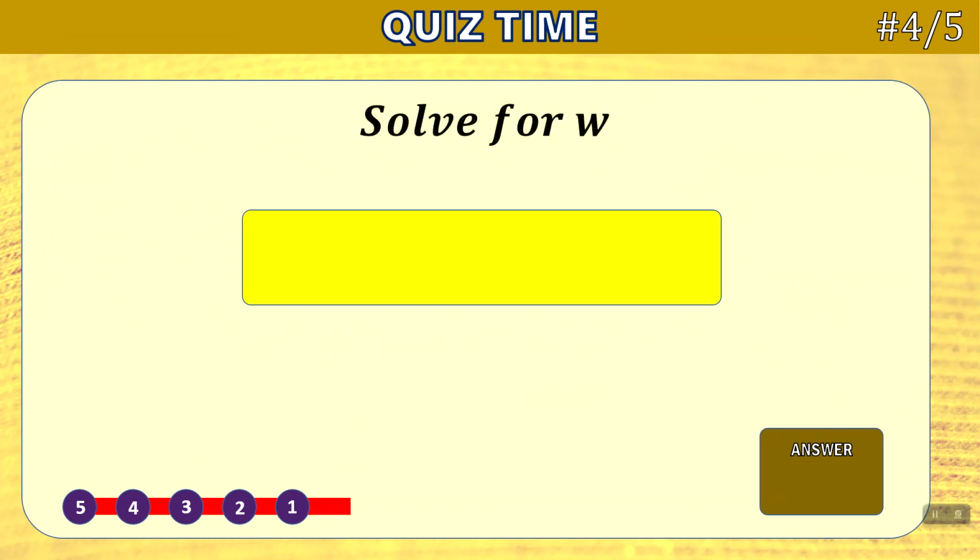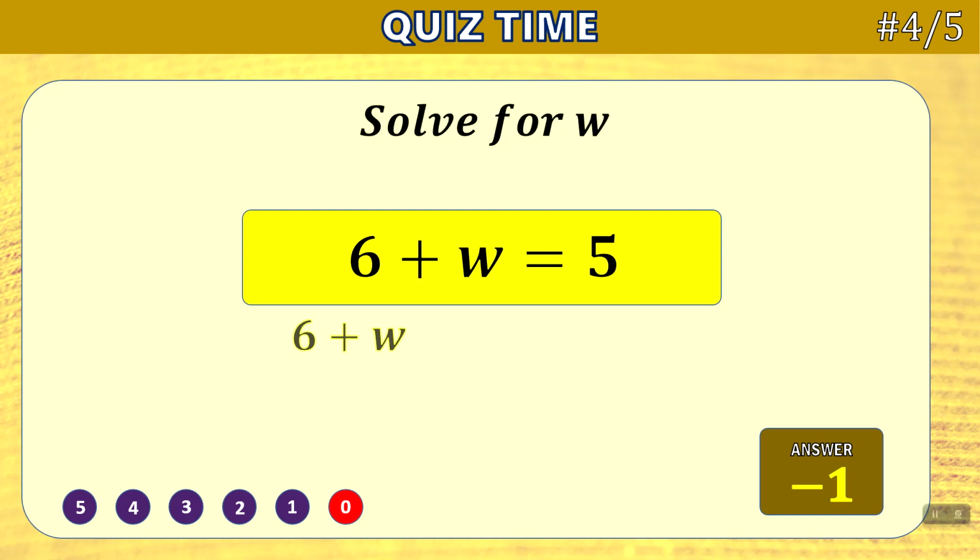Question 4. Solve for w. 6 plus w equals 5. Did you get it? The answer is minus 1. If 6 plus w equals 5, we need to get rid of the 6, which is a positive 6, and so we apply minus 6 to both sides. That cancels the 6 on the left, leaving us with w equals 5 take away 6 is minus 1.